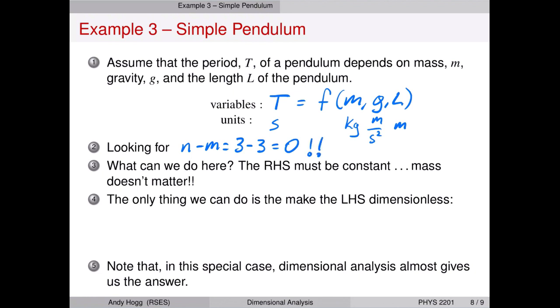This is actually telling us that the mass of a pendulum doesn't modify the period, and the right-hand side is constant, meaning that all we can do is to non-dimensionalise the left-hand side and set it to equal a constant. In this case, we have no choice of parameters. We have to write T on the square root of l on g. This is a pretty special case because dimensional analysis almost gives us the correct answer.